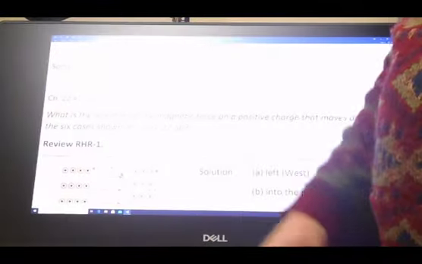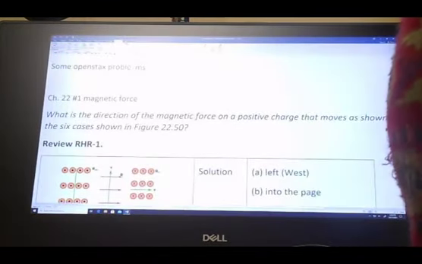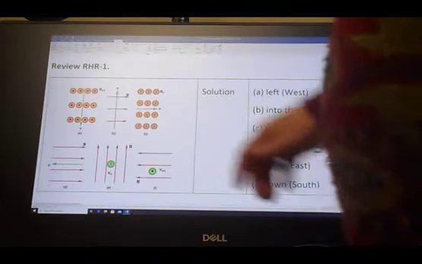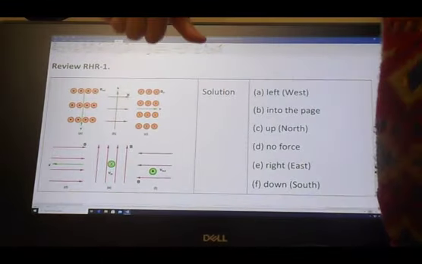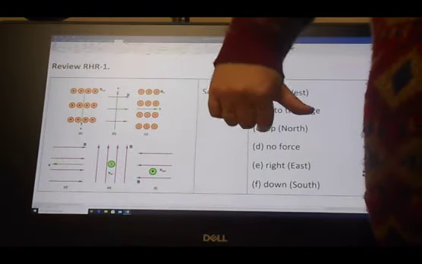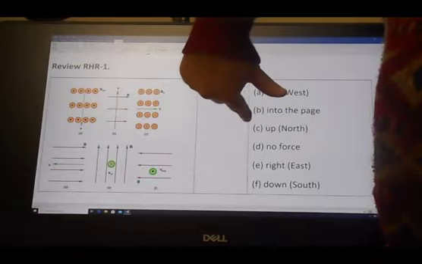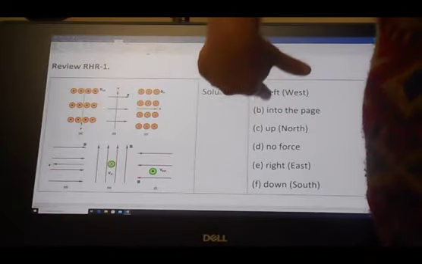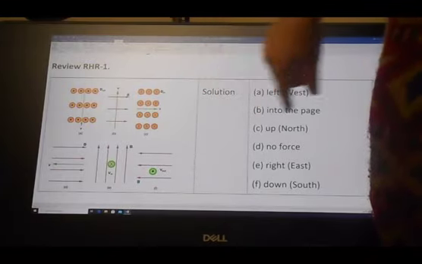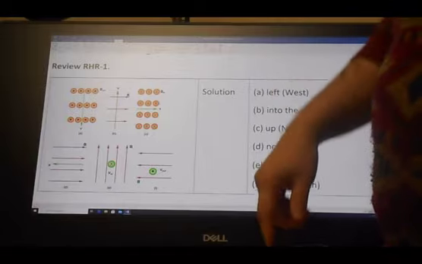Why is this doing it? See, that's why I have to keep doing take after take, because there's always something happening. So, velocity to the right, magnetic field into the paper, and therefore force upward, which is what it says here.